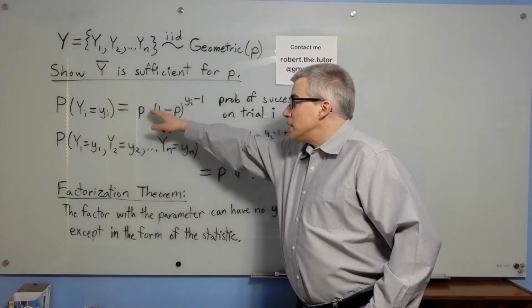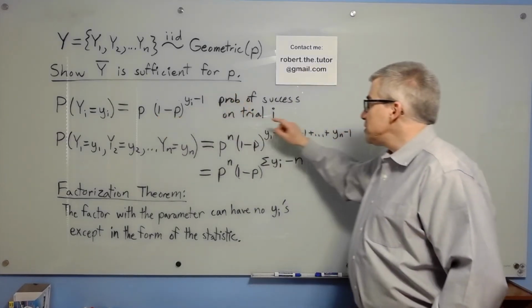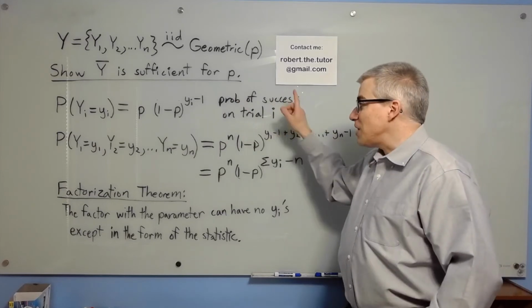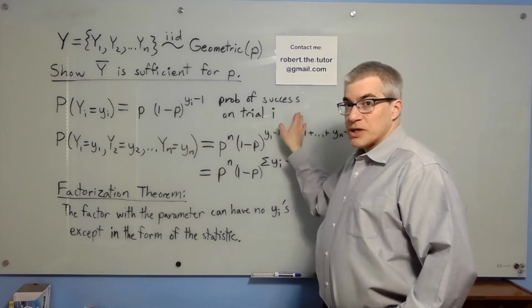little yi is p times 1 minus p to the yi minus 1. That means the probability of success on trial i. Some books define it with a shift of 1, so it's important to keep that straight.